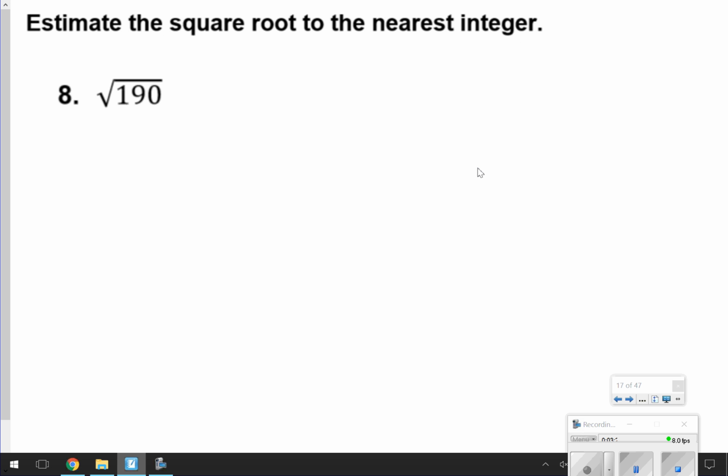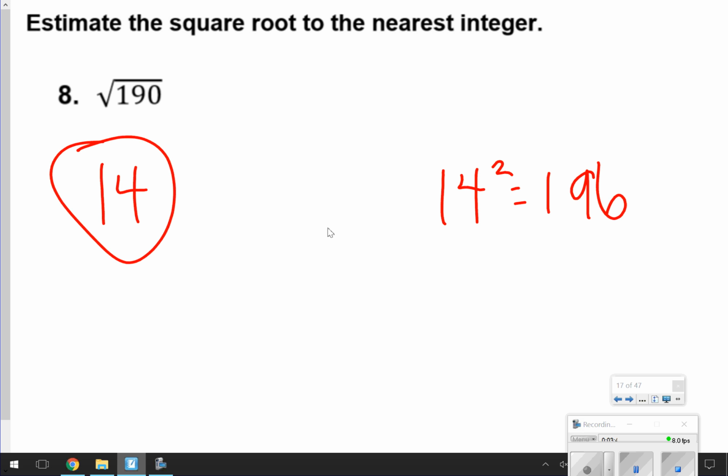Number 8, your square root that's closest to 190 is going to be 14, because if you know from your square root chart, 14 times 14 is 196, and that's pretty close to 190, so we're going to stick with 14 here.